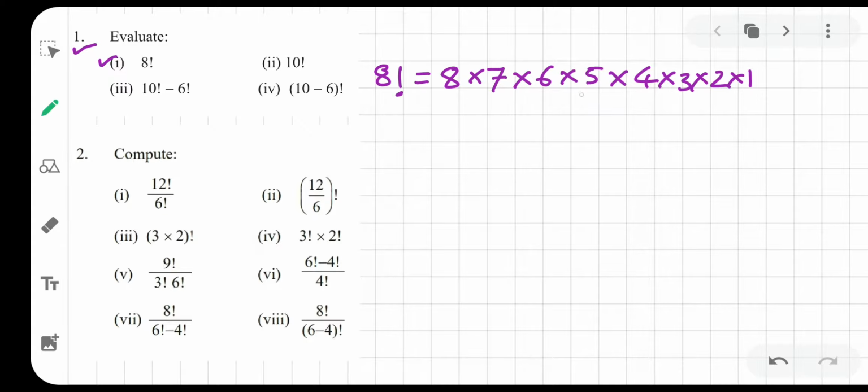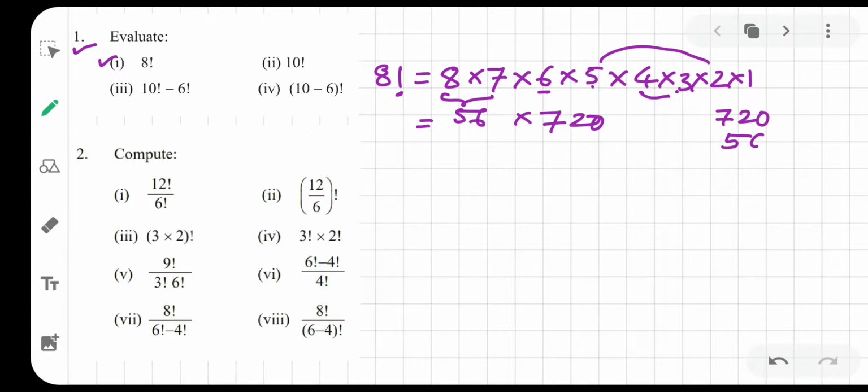Okay, so 5 2s are 10, 4 3s are 12. So we have 120. 12 into 6, 72 into 10. So it is 720 into this 8 into 7 is 56. So let's do 720 into 56, or I will do just 72 into 56.